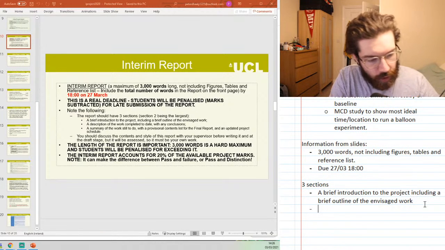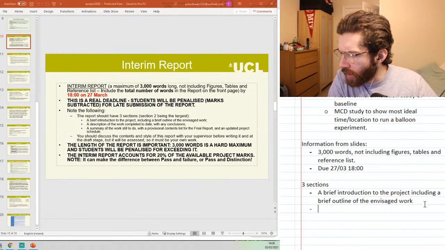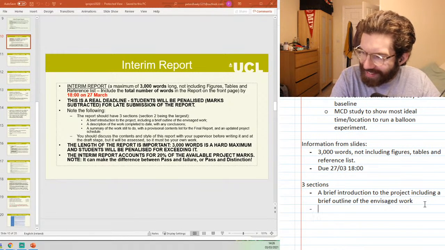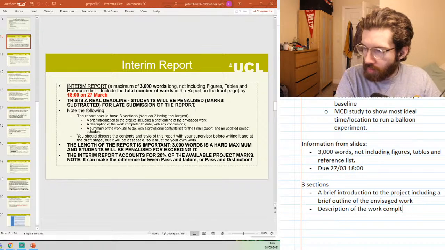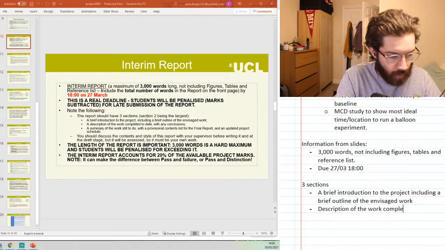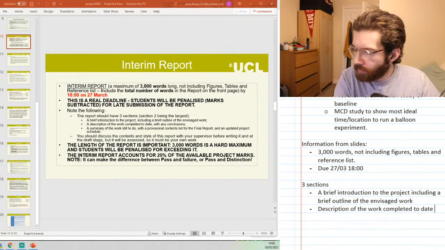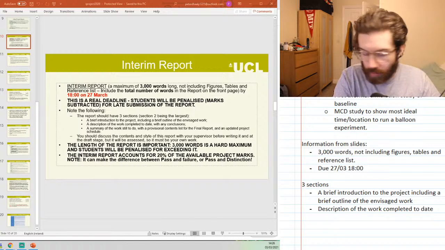Brief introduction of the project, including a brief outline of the envisaged work. Description of the work completed to date, with any conclusions.